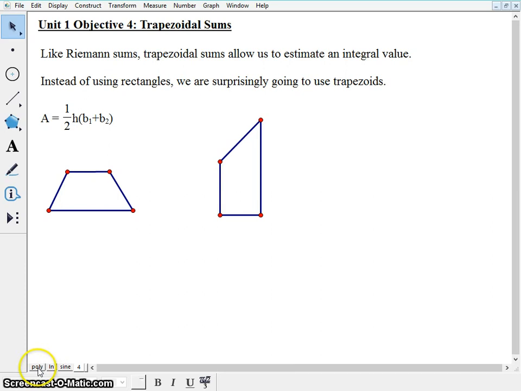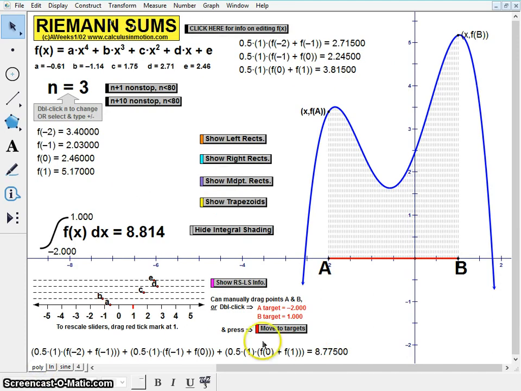I'm going to pull up the same polynomial we looked at when we did our Riemann sums. So we still have this function here. We're still trying to find the area under the curve from A to B. In this case it's -2 to 1. Our answer is still going to be 8.814, but we're not going to get that exact answer, remember. We're just approximating.